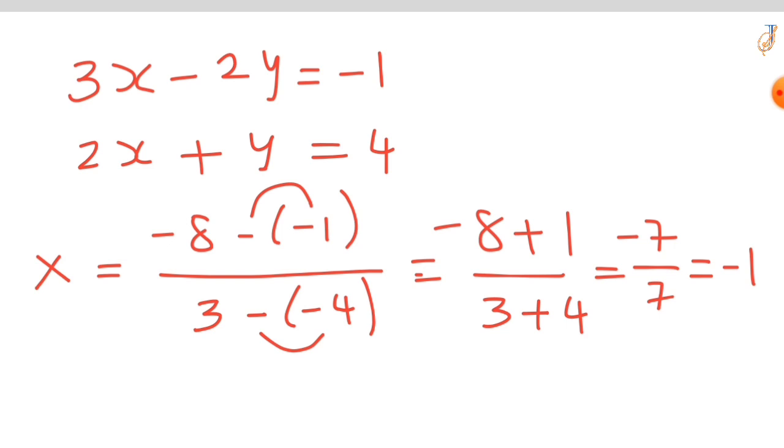Whatever result you get, you need to change the sign. So the x value here is negative 1, change the sign, you will get x equal to 1.